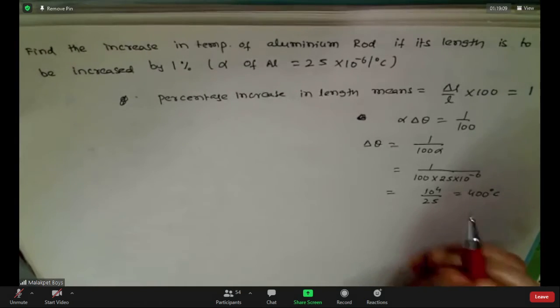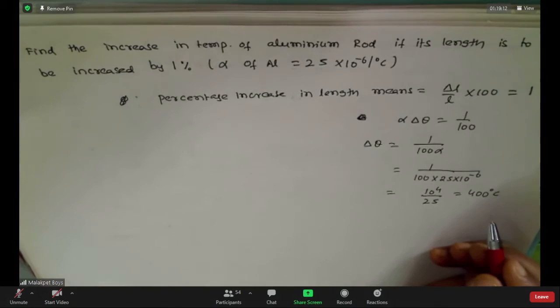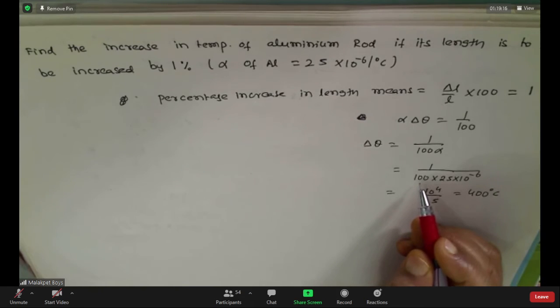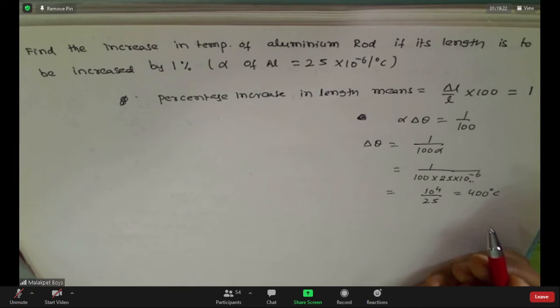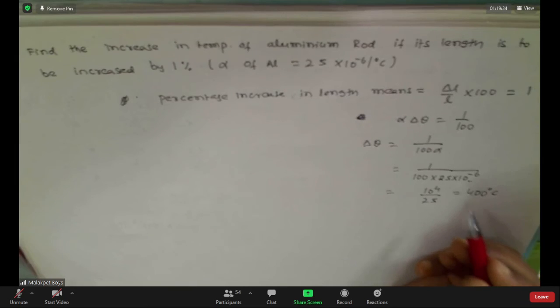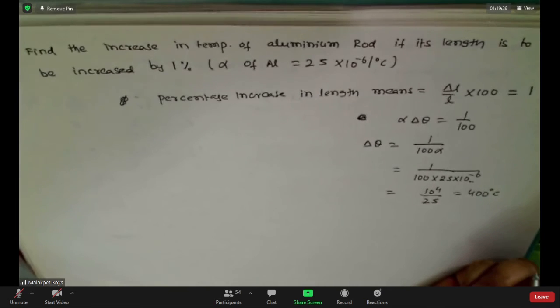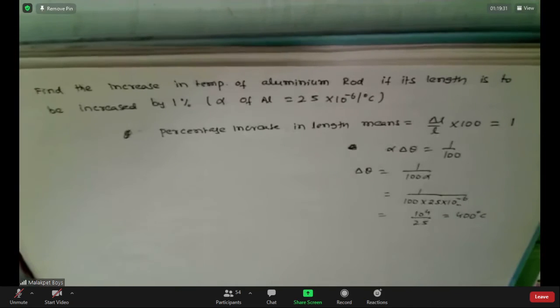Sir, it should be, I think, 4,000. Huh? It is 2.5 or 25? In the denominator, sir. Last line. 10 power minus 6. It will be 10 power 4, no? 10 power minus 4. Yes, sir. The paper is blurred, sir. I thought that 25 is 2.5. Sir, it is 400.